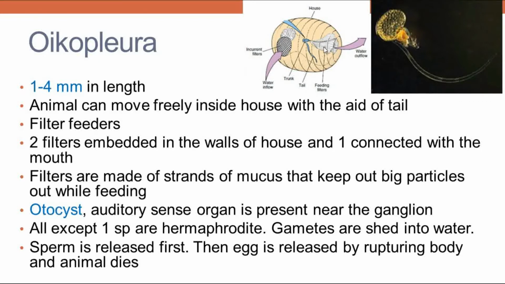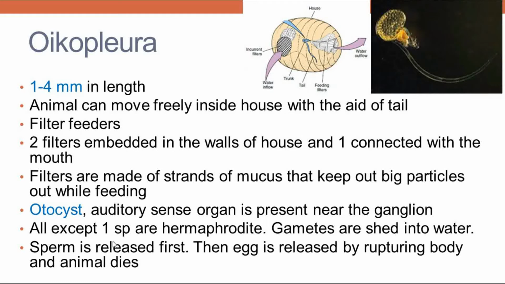They are filter feeders, for which two filters are embedded in the walls of the house. This is a filter, this is another filter. These are embedded in the walls of the house, and one is connected with the mouth. Filters are made up of strands of mucus that keep big particles out while feeding. When the water is coming inside, the food particles are retained or trapped with the help of mucus strands of the filters, and the water is passed out. Then an otocyst or auditory sense organ is present near the ganglion.